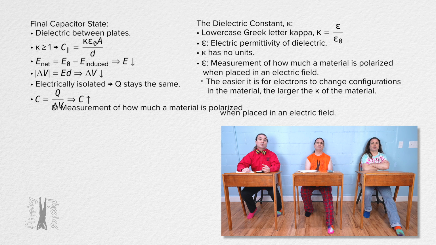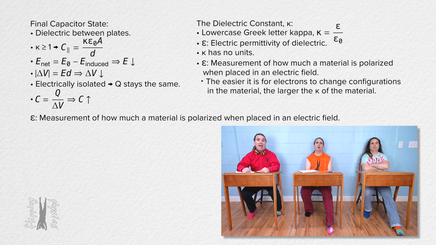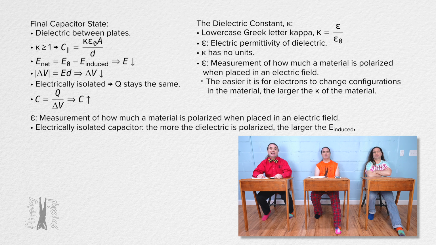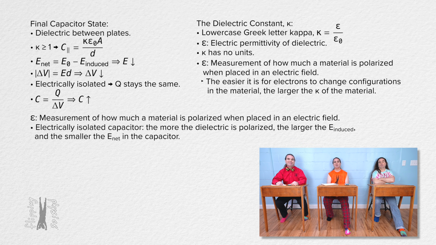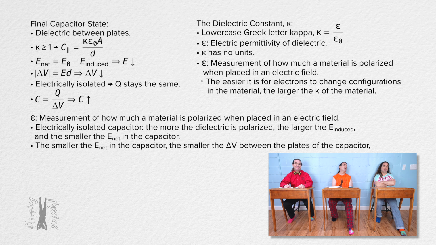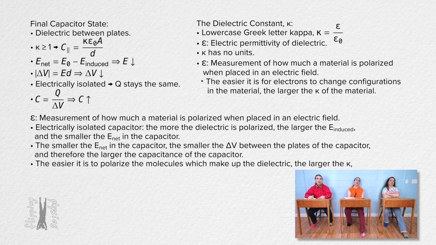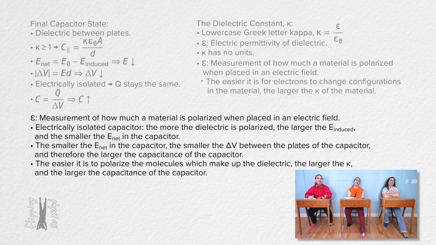Absolutely. Electric permittivity is the measurement of how much a material is polarized when it is placed in an electric field. And in an electrically isolated capacitor, the more the dielectric is polarized, the larger the induced electric field inside the dielectric, and therefore the smaller the net electric field between the plates of the capacitor. And the smaller the net electric field in the capacitor, the smaller the electric potential difference between the plates of the capacitor, and therefore the larger the capacitance of the capacitor. That means that the easier it is to polarize the molecules which make up the dielectric, the larger the dielectric constant, and the larger the capacitance of the capacitor.